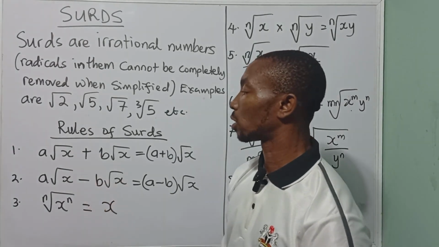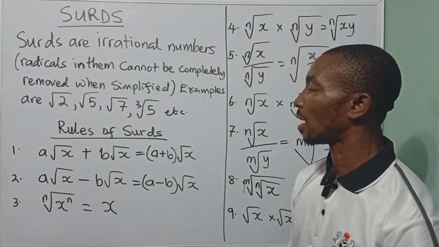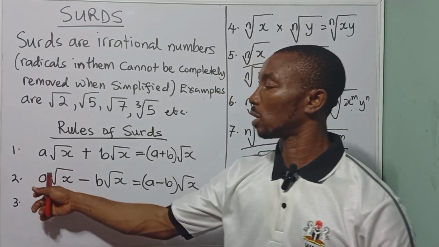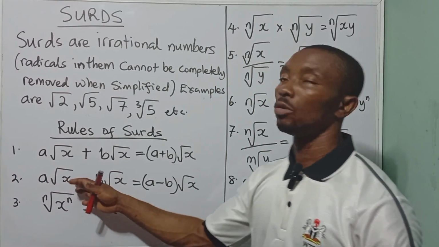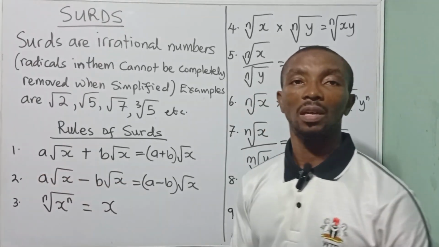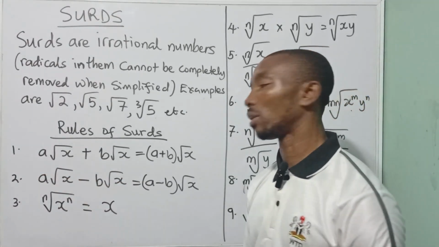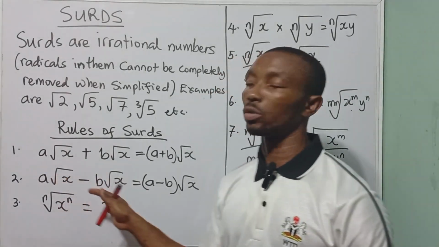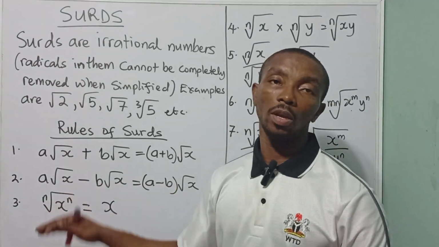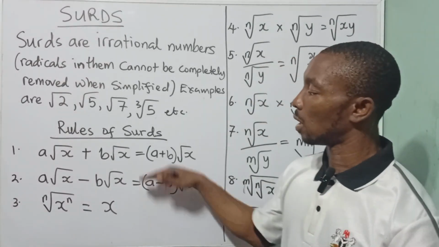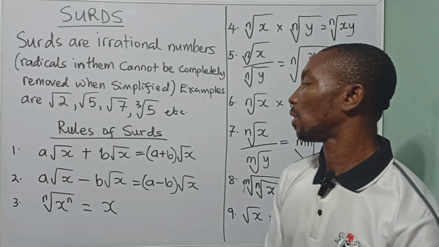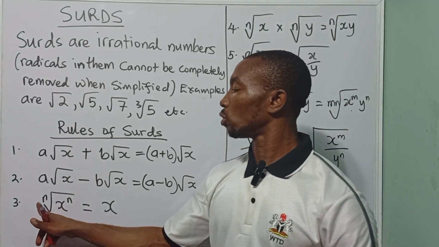Now, our second rule talks about a root x minus b root x. That means we'll collect our terms together, a minus b, then root x. Since they are in the same root, it's like factorizing. What's common here? Root x. We keep it out, then a minus b, we find their difference. Likewise for the addition.